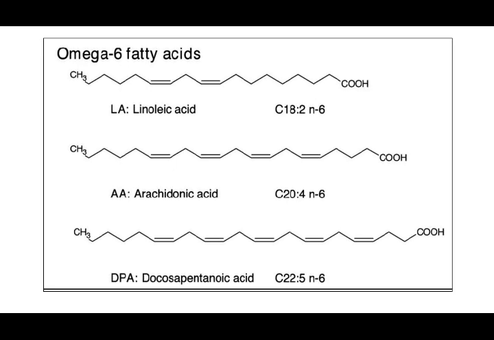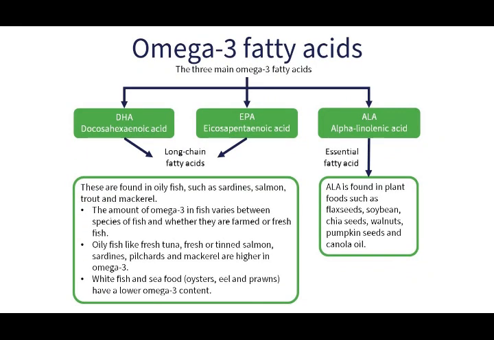Now, if you look at omega 6 fatty acids, again, the double bond starts at the sixth, omega 6 position for all the chains. Examples are linoleic acid, arachidonic acid, and docosapentaenoic acid. Moving on to omega 3 fatty acids, a little detail: DHA, which is docosahexaenoic acid, and eicosapentaenoic acid are long chain fatty acids. And ALA is an essential fatty acid.